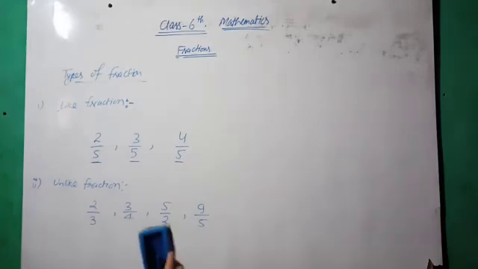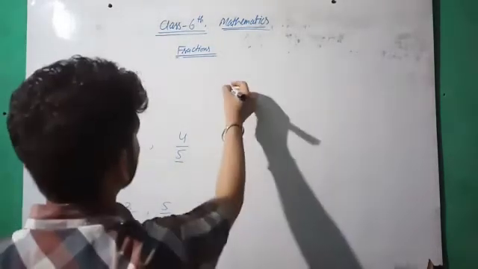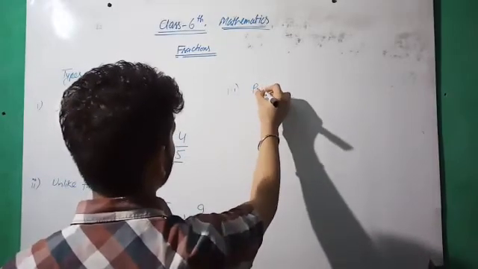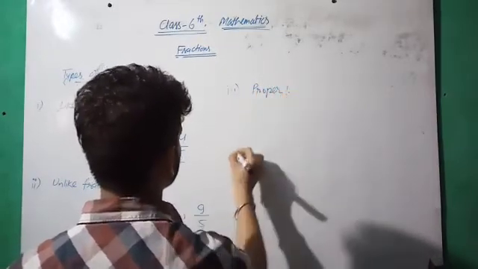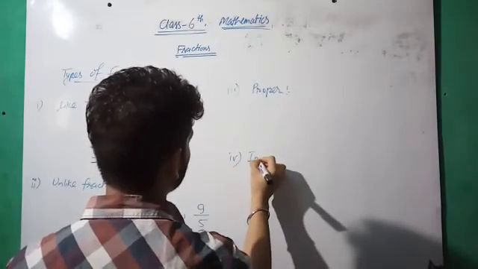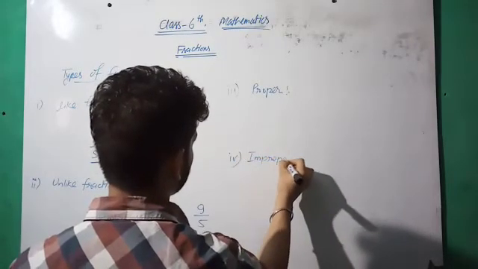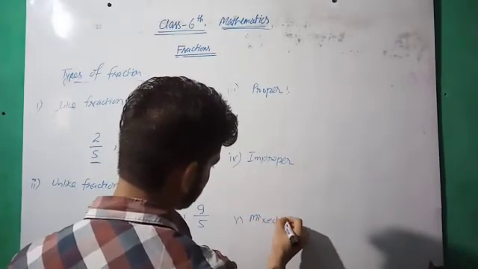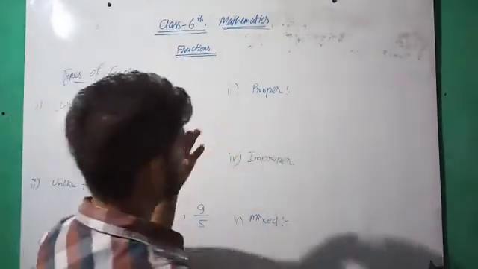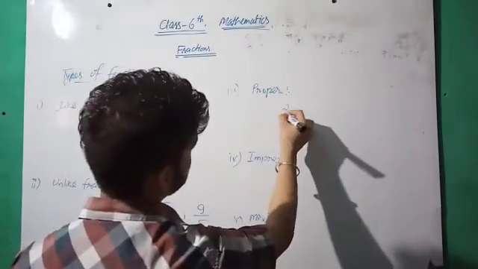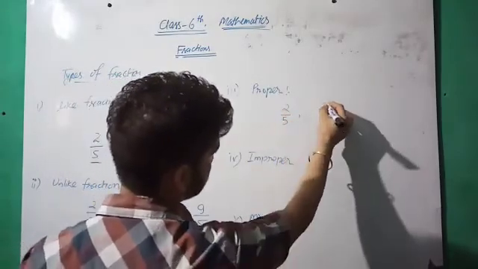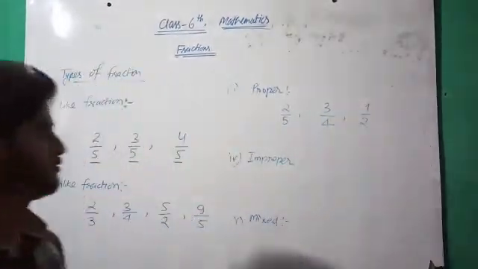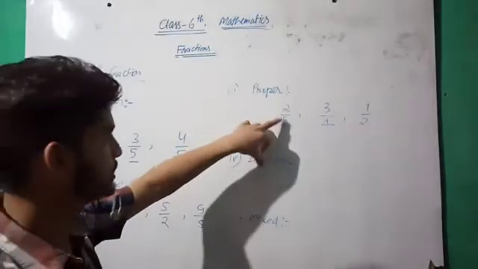A proper fraction is when the numerator is less than the denominator. Then we have improper fraction, and then mixed. Mixed is a type of improper fraction. In a proper fraction the numerator is always less than the denominator, like 2 by 5, 3 by 4, 1 by 2. These are proper fractions. Proper means the numerator is less than the denominator.